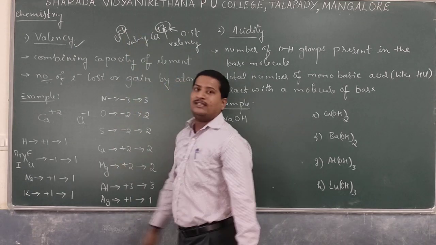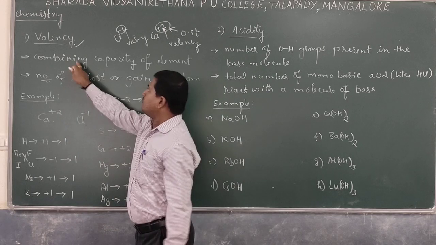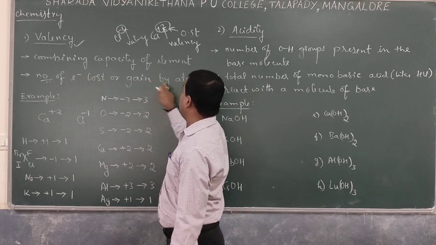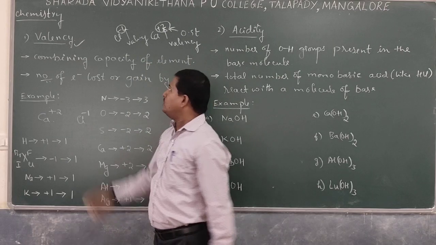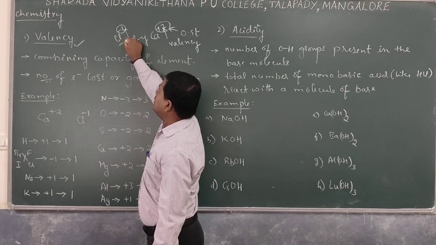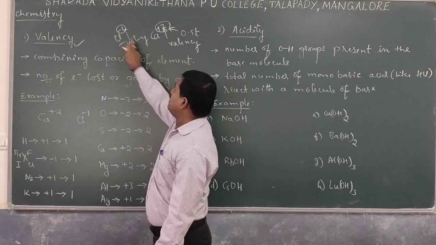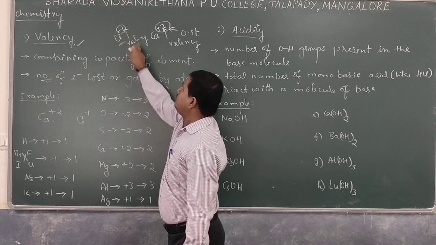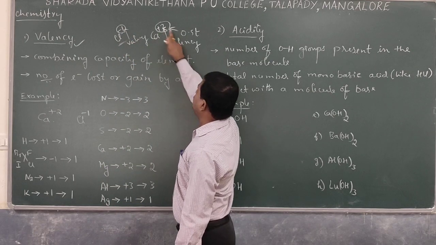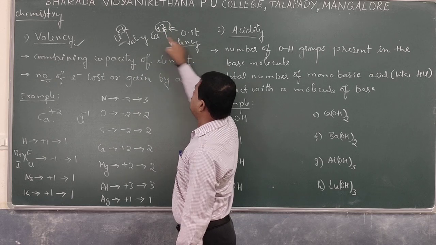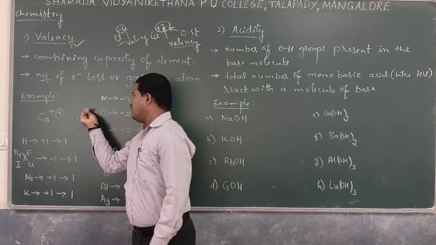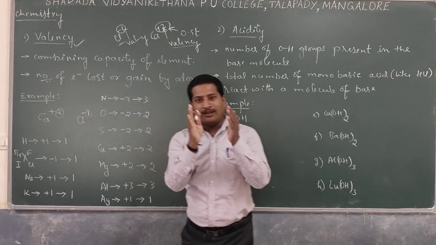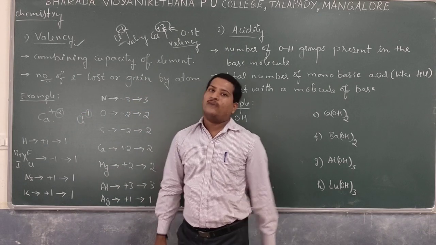That is, valency tells about the total number of electrons lost or gained by an atom, or the combining capacity of an element. So the combining capacity of our chlorine is only 1 because the valency is 1. Similarly for calcium it is 2. So calcium valency is 2 and chlorine valency is 1. So in that oxidation state itself we find valency.